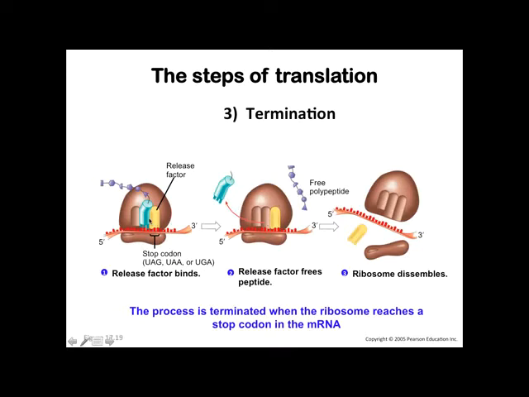When the release factor binds to the A site, this cleaves the polypeptide from the tRNA that's in the P site and disassembles the ribosome. So this release factor is what signals the ribosome to cut that polypeptide, which is now a free polypeptide, and can go and do the work in the cell, and also signals for the ribosome to disassemble.